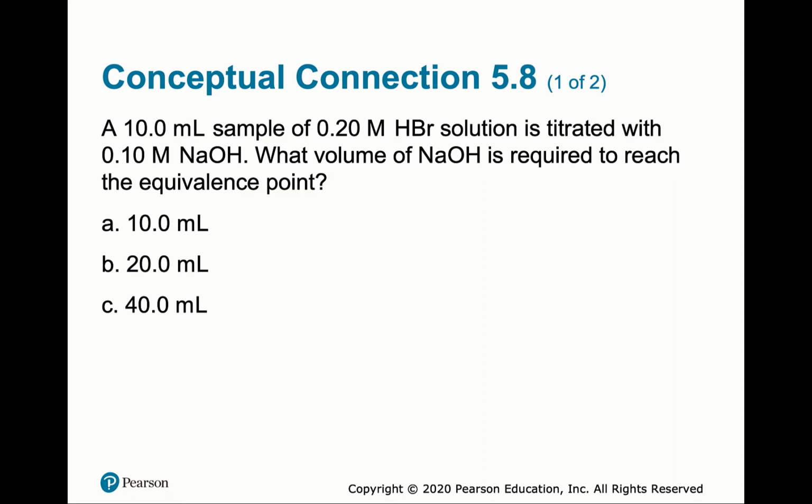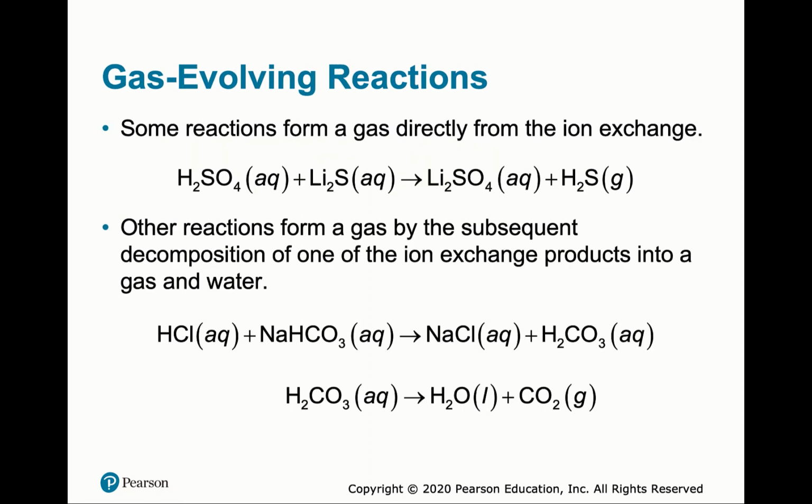It's a 1-to-1 stoichiometric ratio because it's one hydrogen in the hydrogen bromide and one hydroxide in the sodium hydroxide, but the hydrobromic acid has twice the concentration. Therefore, you need twice as much sodium hydroxide. So it's going to need 20 milliliters.